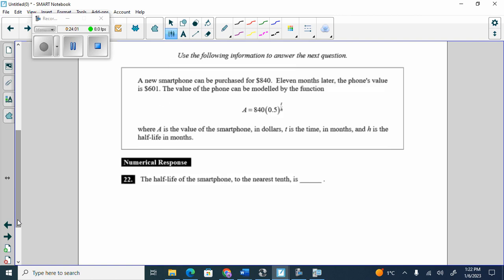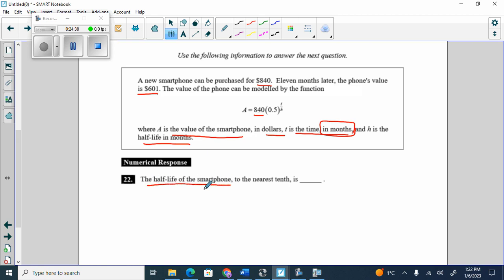Going to this question, it says here a new smartphone can be purchased for $840. So that's the initial value. See, they even give you the chart. Isn't that nice? 11 months later, the phone is valued at $601. The value of the phone can be modeled by this, where A is the value of the smartphone in dollars, T is the time in months. See how it says in months? So if T is in months, H is in months, and H is the half-life in months.